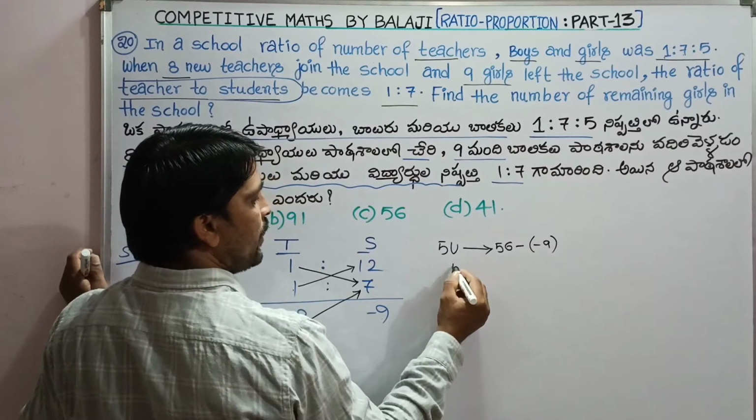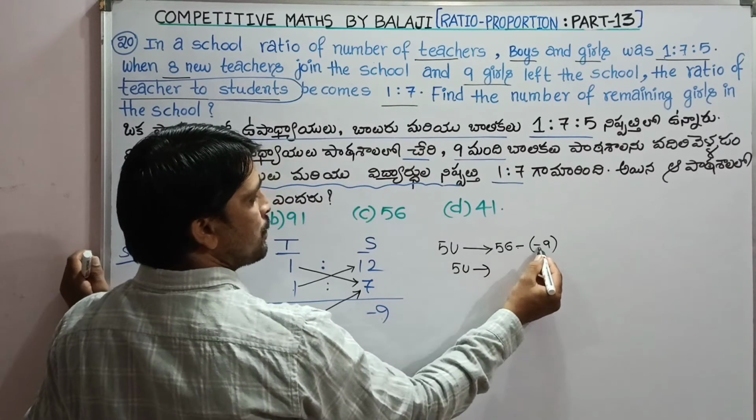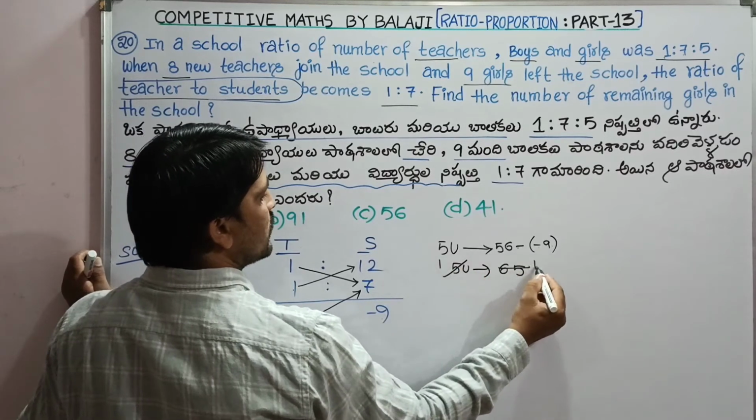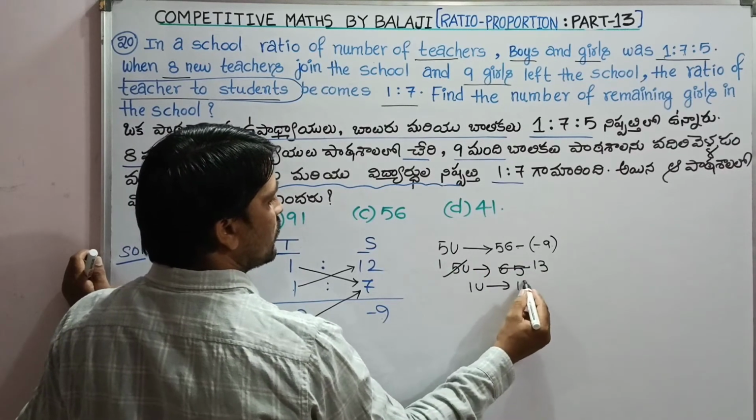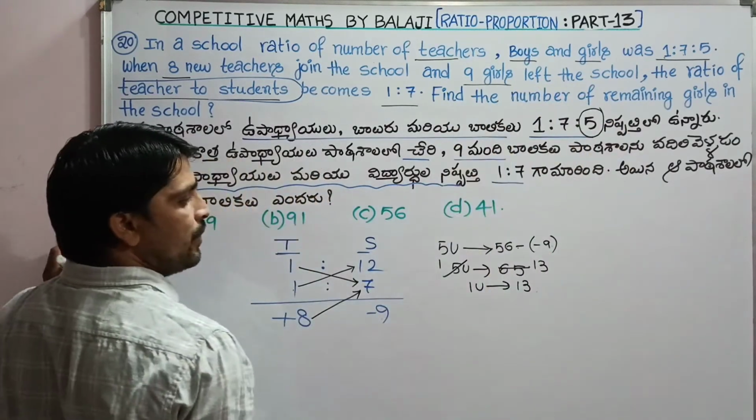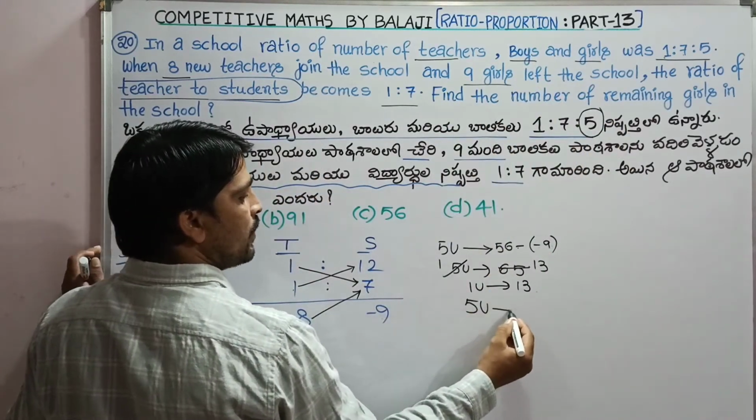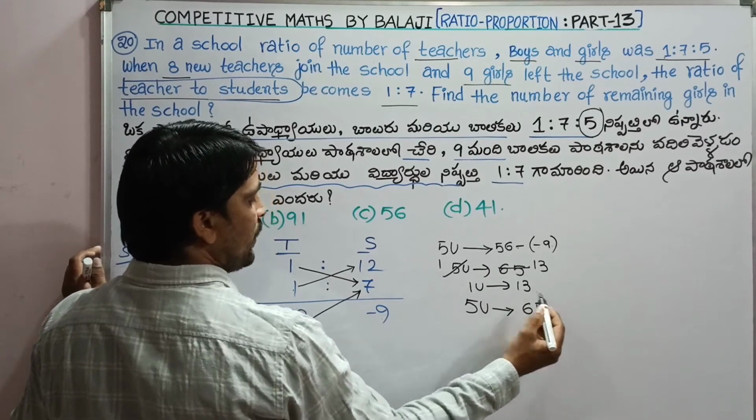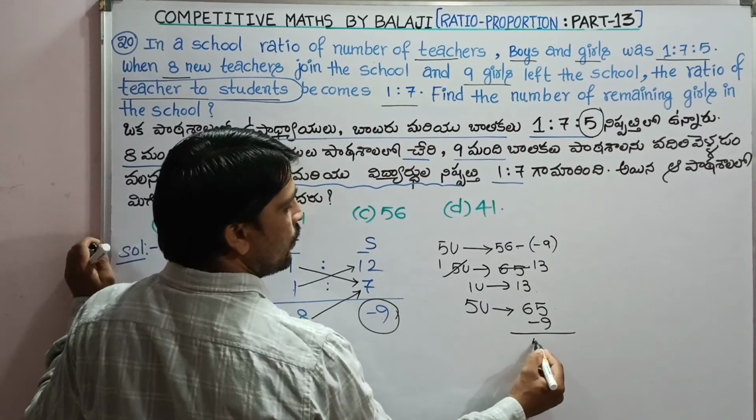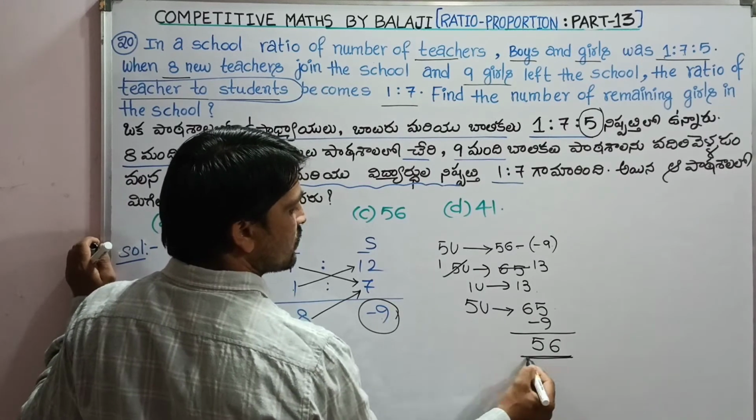That is 5 units value is 65. Then 1 unit value is 13. Initially, the ratio of girls is 5 units. Then 5 units value is 65. But 9 girls left the school, so subtract 9 from 65, we get 56.